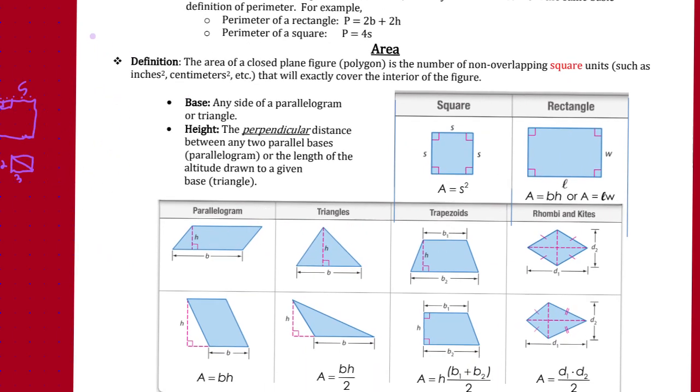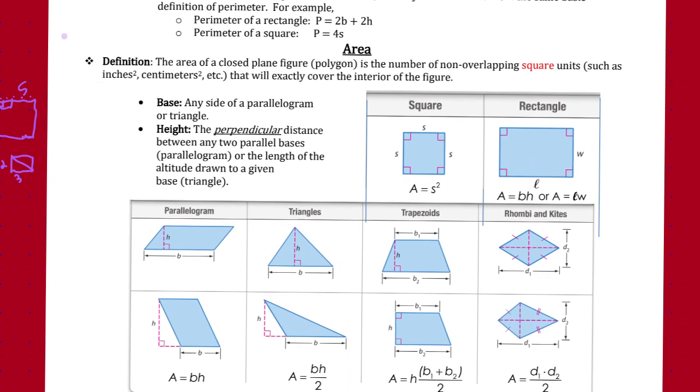Okay. So if you want to count up how many square units are within a figure, we'll count up how many square units would go across the bottom. Count up that, and then count up how many square units would go vertically, and then multiply those units together, and that will give you the area.